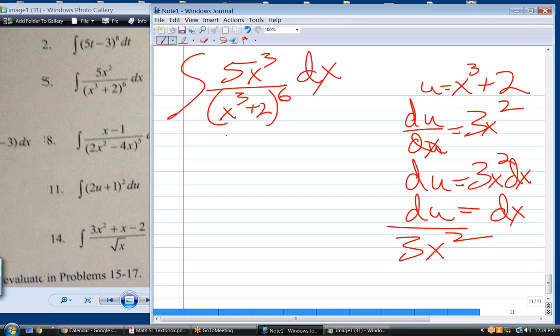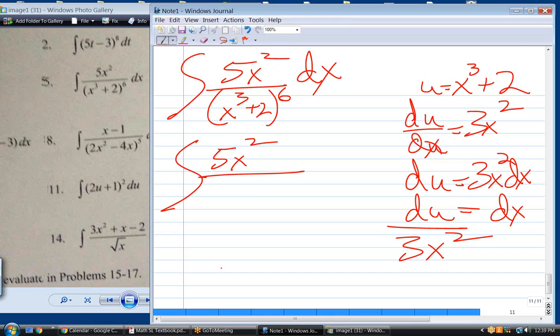Now, let's see how much of this we can rewrite as u. 5x cubed is just 5x cubed. I'm going to leave that. Wait, is that x cubed or x squared? For the moment, I'm going to leave that there.